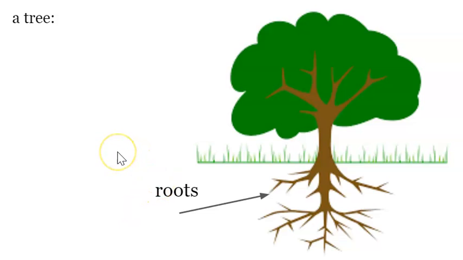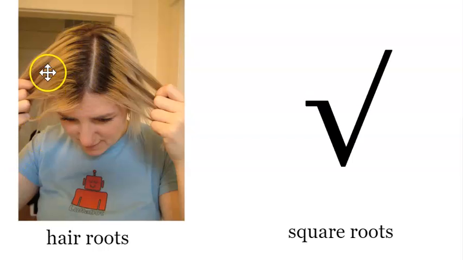So there's another word we need to know about trees, plants. These are the roots. So you have the leaves and the trunk. Then under the ground, underneath, we have roots. Where have we heard the word roots before? Well, these are hair roots. This woman has dyed her hair blonde and her roots are coming in brown. What about in math class? Square root. Well, here's a square root symbol.